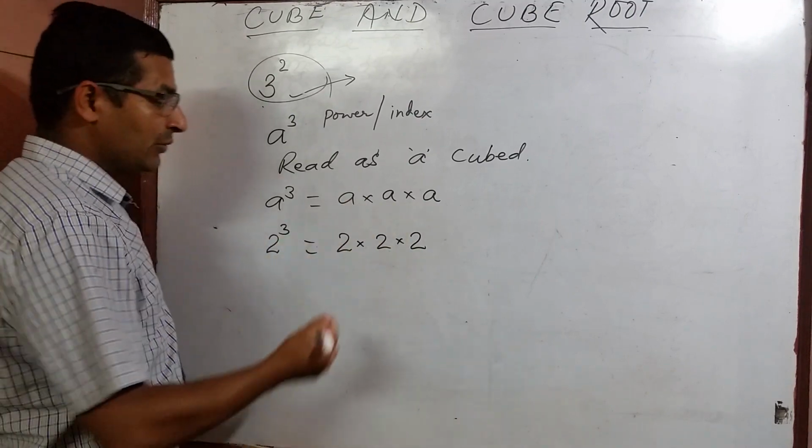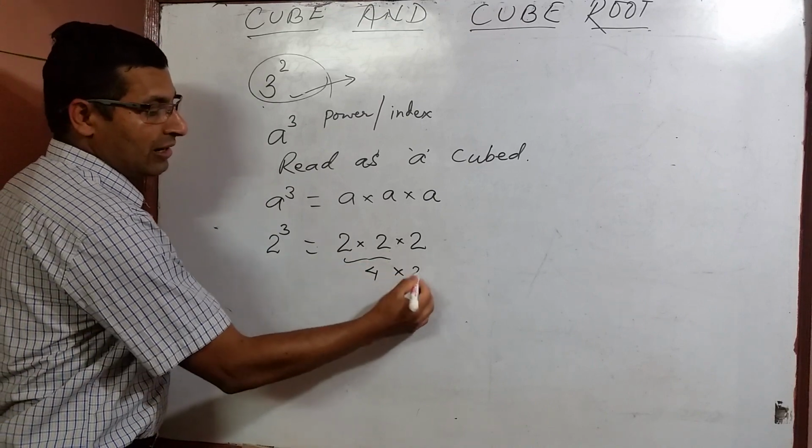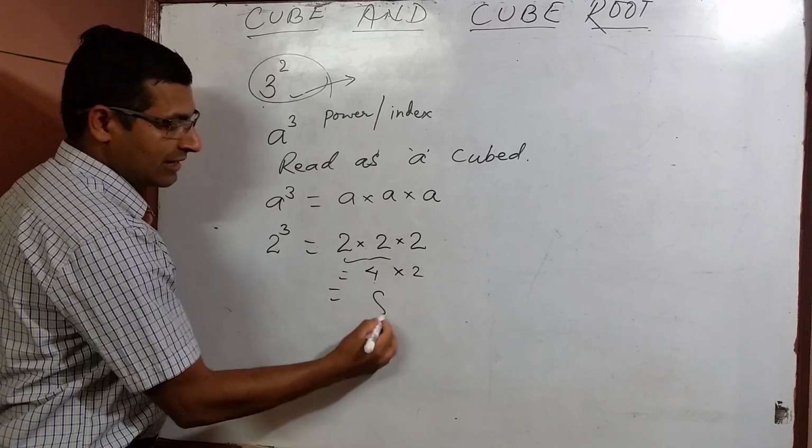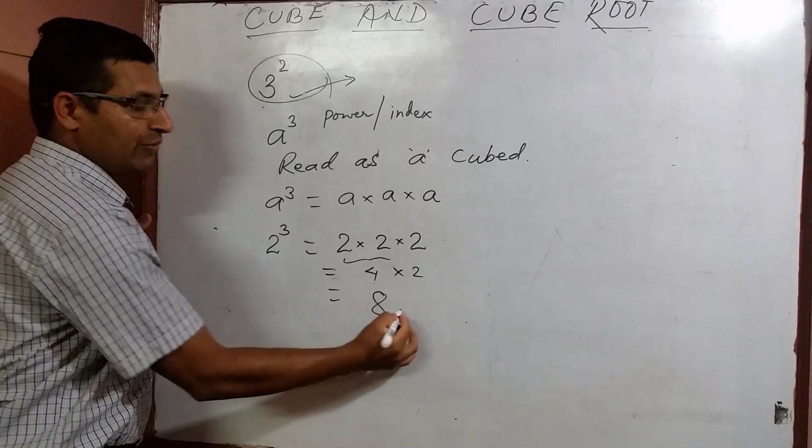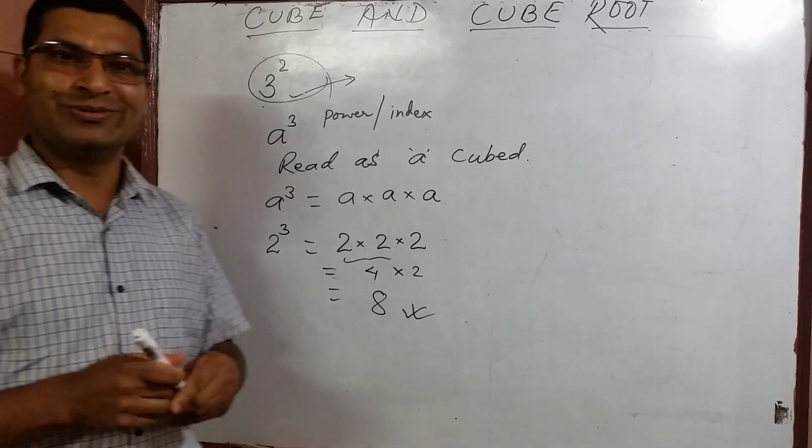And what is its value? 2 2s are 4 and 4 2s are 8. Like this, we find out the value of cube.